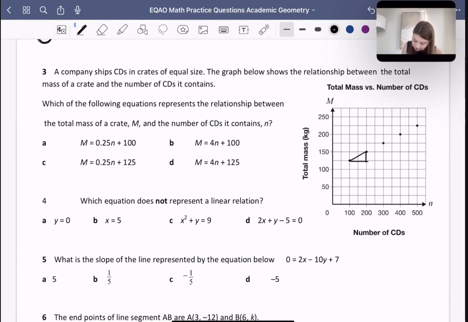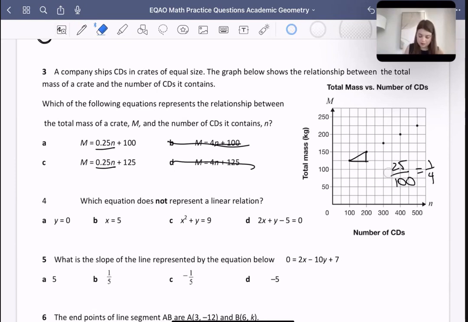Our rise is 25 over run. Our run is 100. So that's going to be 1/4 or 0.25. So we know that the slope is 0.25. And so B and D are out because they're saying the slope is 4. And the slope is not 4, the slope is 0.25. If someone did run over rise by mistake, then that's the answer they would get. So that's why they put that answer in there as one of the suggestions.